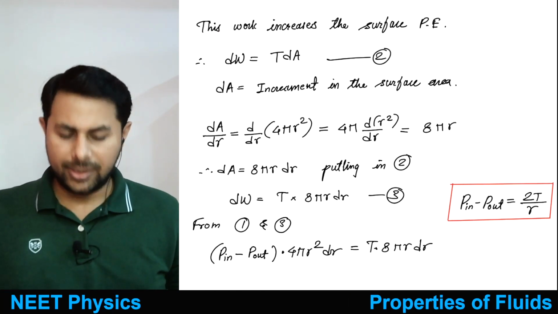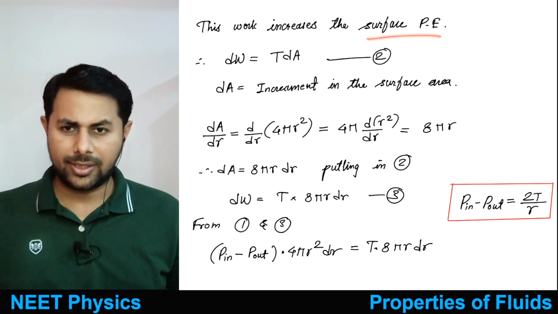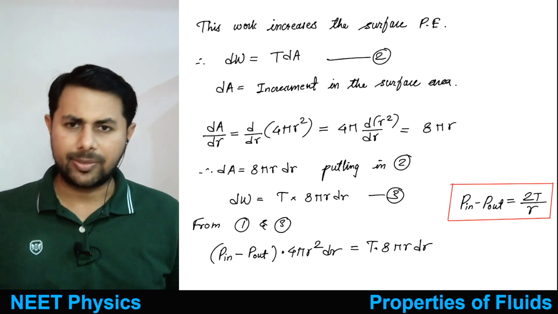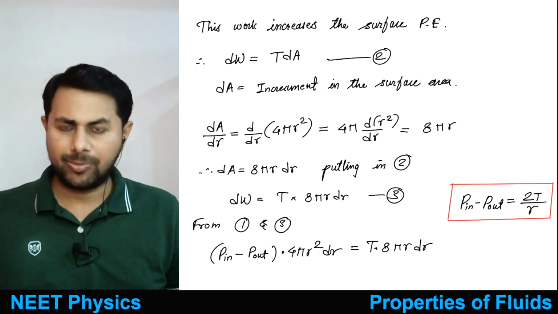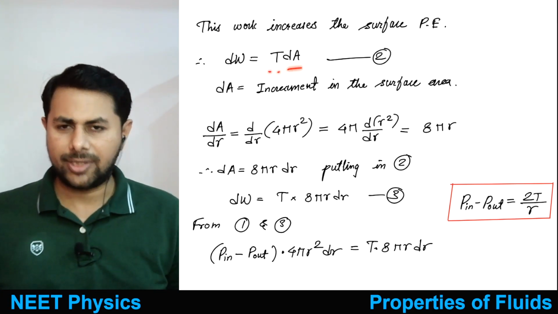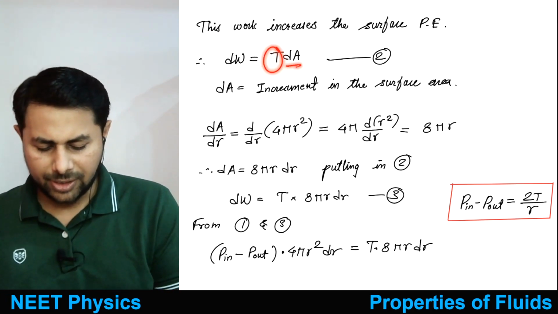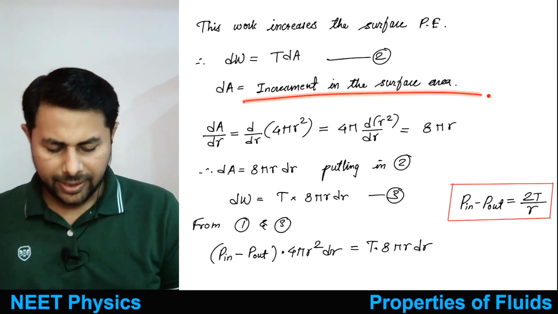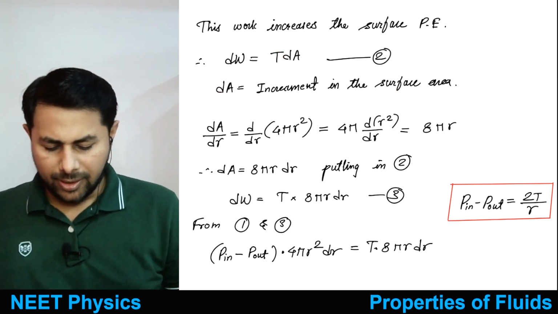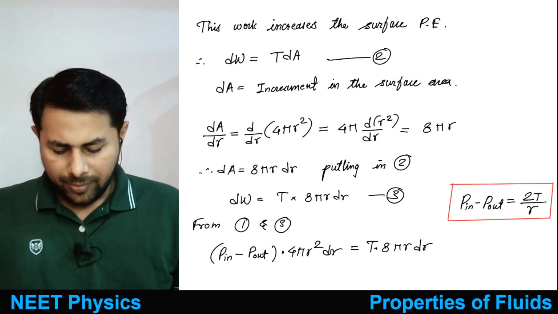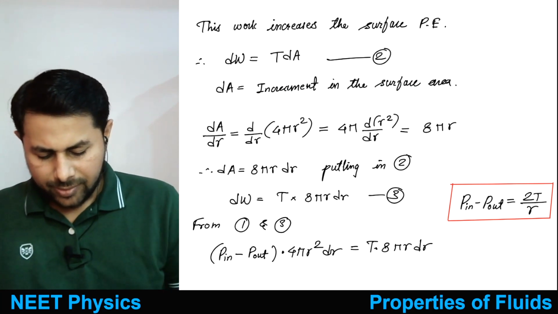Then this work increases the surface potential energy. As we know, the work done against the surface tension increases what? The surface potential energy, and it is equal to T times dA. Surface tension multiplied by dA, and dA is what? The increment in the surface area. So then what is dA by dr?